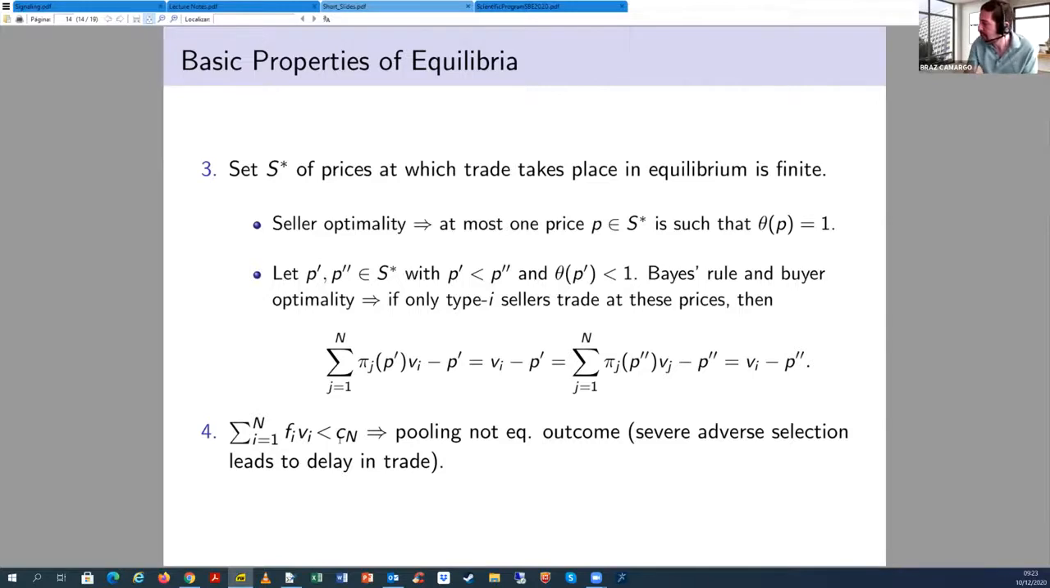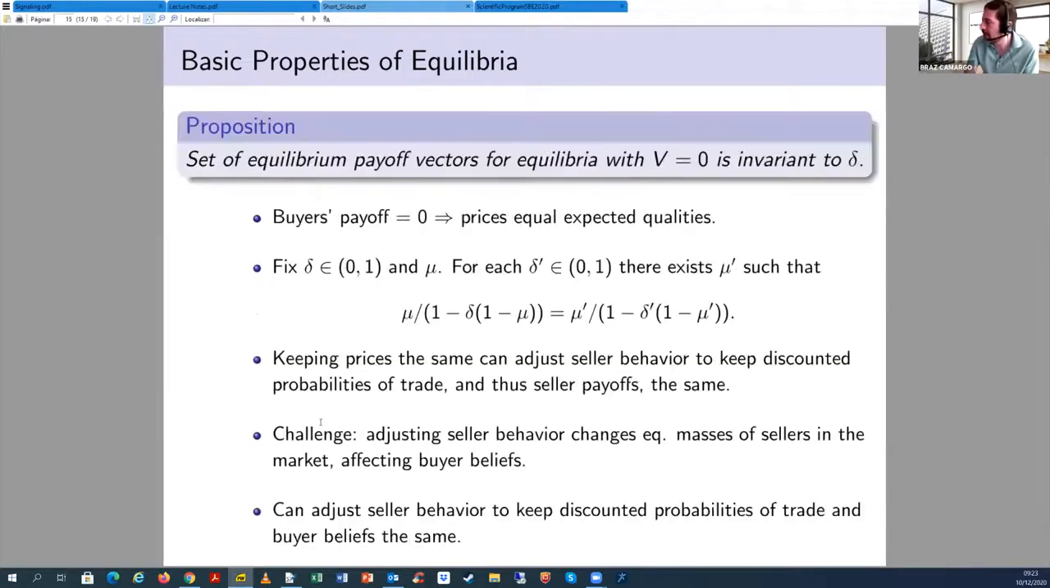Okay. So now let me go to the main result in the paper, which is that the set of equilibrium payoff vectors for equilibria in which the payoff of buyers is 0 is invariant to the discount factor delta, okay. I'm not going to be able to walk you through the proof.